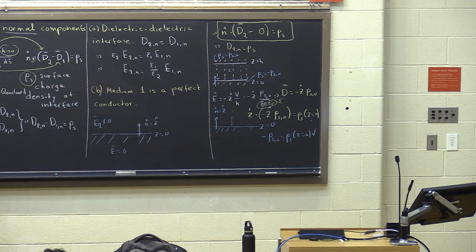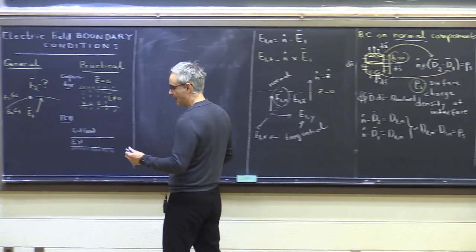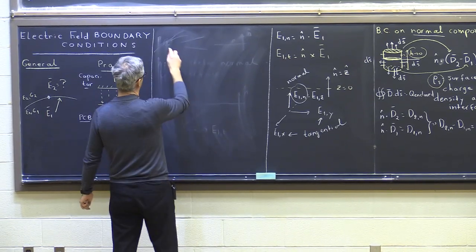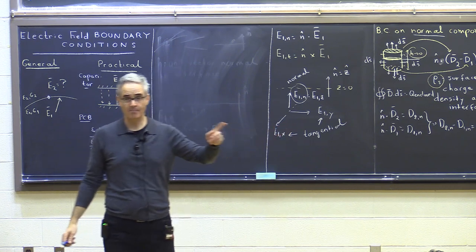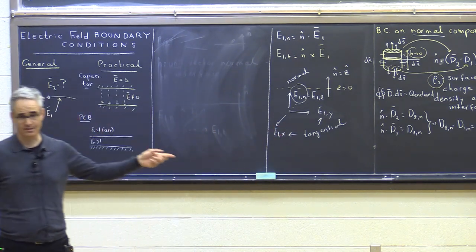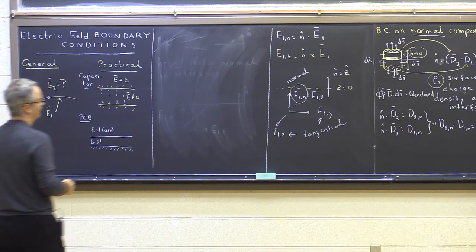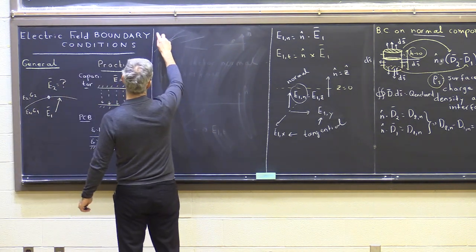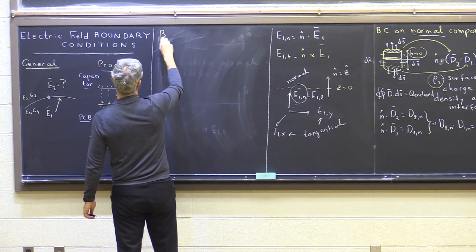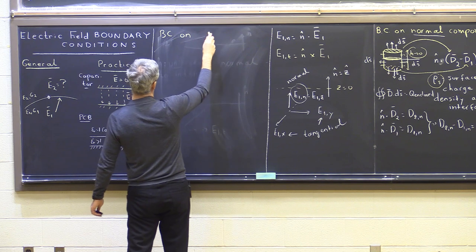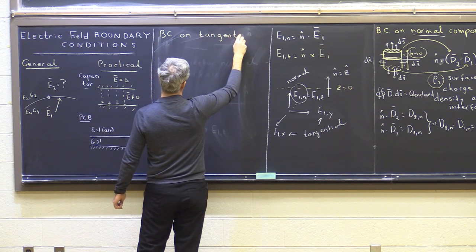Okay. So the second condition is actually a very useful one, more useful than this one, because in this case, I may or may not know the surface charge density. So it is a condition that may get me in more trouble than I started with. So, boundary condition on tangential components now.